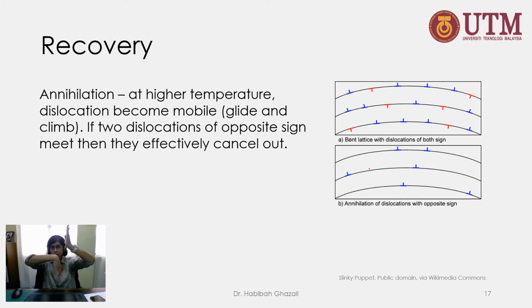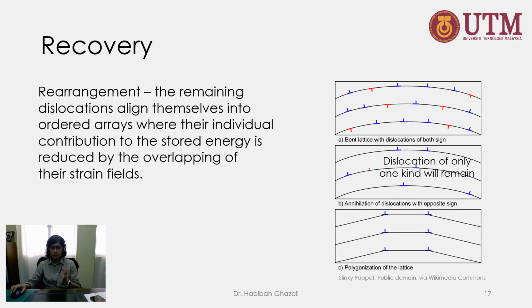They will produce a perfect plane. So that will cancel, all right? So at higher temperature, dislocations will become mobile. They can glide and climb, and if two opposite dislocations meet, they will cancel out. This will leave only dislocations with the same configuration in the grain.